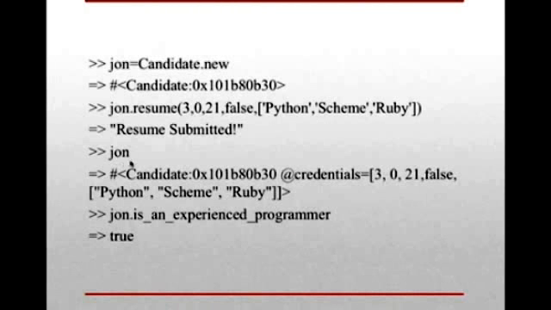And if I then go back and check John again, the object now has an attribute credential. So we see that as we go along defining aspects of this object, they get tacked on to the actual object definition. And then finally, is John an experienced programmer? Of course he is.